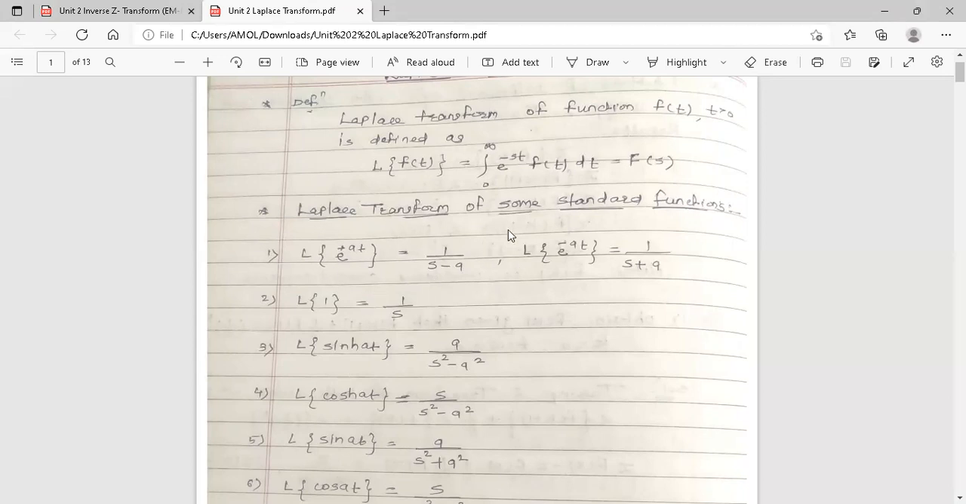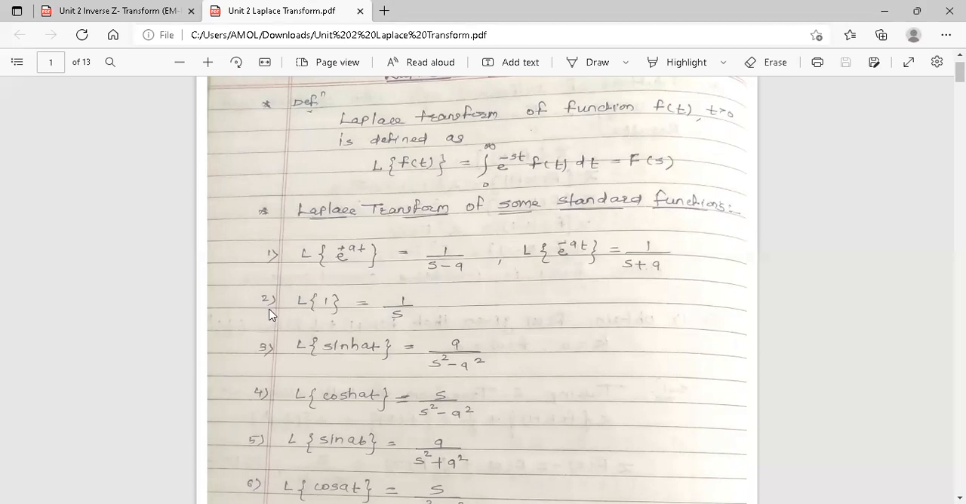You can prove it by using the definition of Laplace transform. You put f(t) equal to e^(at) in this integration, and on solving it you get 1/(s minus a). So just remember the results formally, and we are going to solve examples based on them. Laplace transform of e^(at) is 1/(s minus a), and Laplace transform of e^(-at) is 1/(s plus a). When the coefficient is minus a, the denominator term is s plus a; when the coefficient is plus a, the denominator term is s minus a.